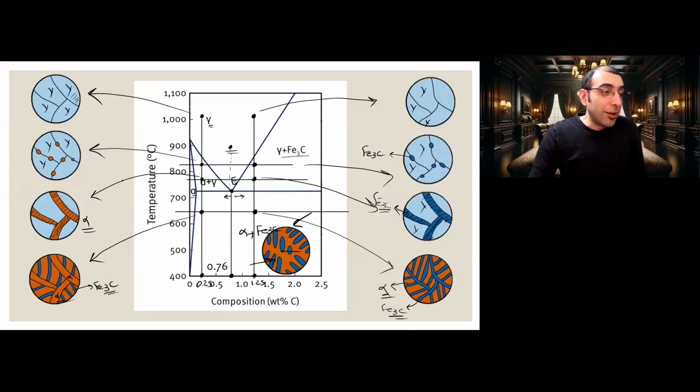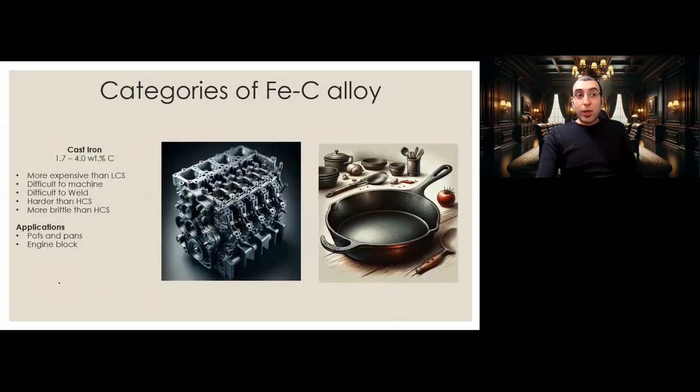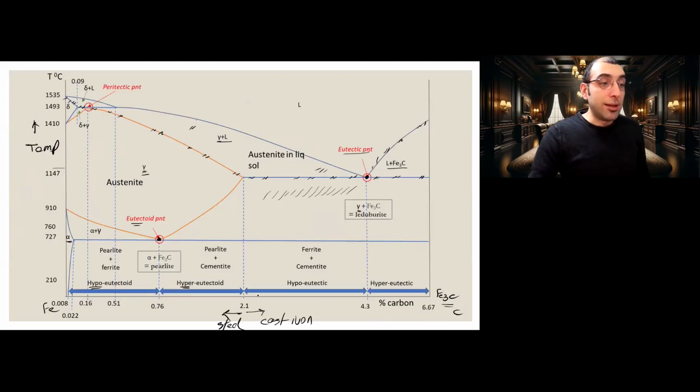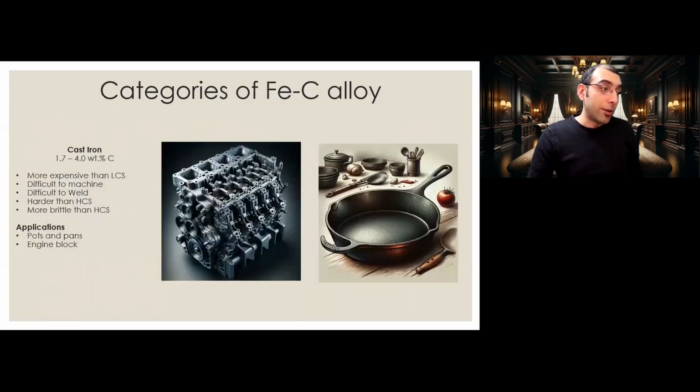And the last category, we don't call steel anymore. As I said, according to this phase diagram, anything with a carbon composition beyond 2.1%, or between 2.1 and 2.4, we don't call steel anymore. We call it cast iron, right? So here is cast iron. Somewhere around the range of 2.1 to 2.4, up to 4% carbon composition, we call it cast iron.